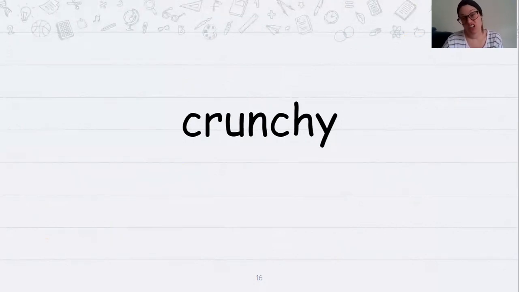I think of potato chips. If you're eating hard candies, it might be kind of crunchy. Anything that in your mouth, when you bite down on it, makes like a crunching sound. Good. So when we're marking up the word crunchy, the base word is crunch.